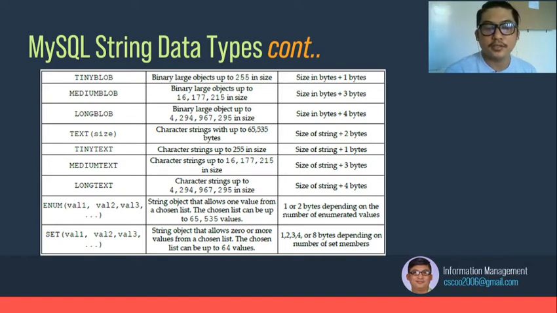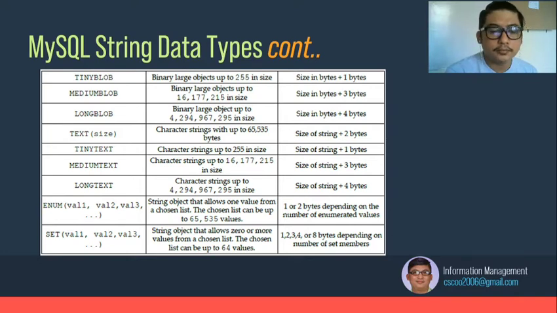So we have text. This is actually a bigger size than varchar because it stores more, 65,535 bytes, while varchar only stores 255 characters. We have tiny text, medium text, and long text. So depending on your need for that particular value.